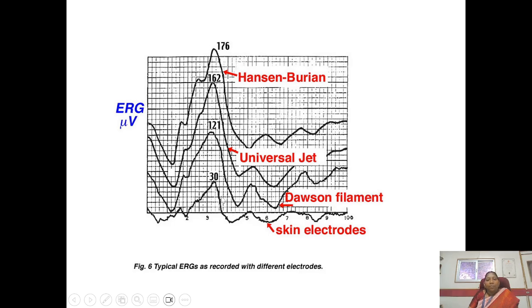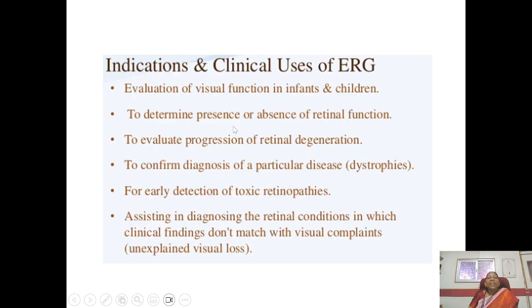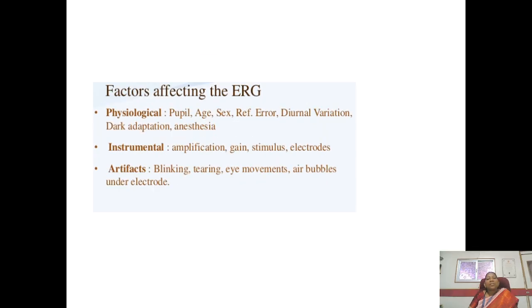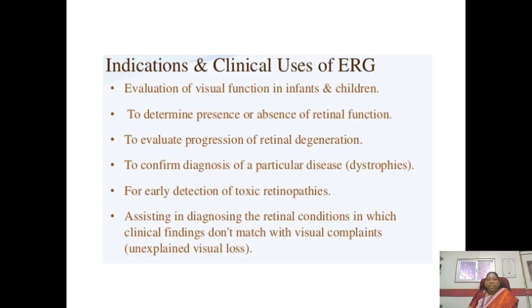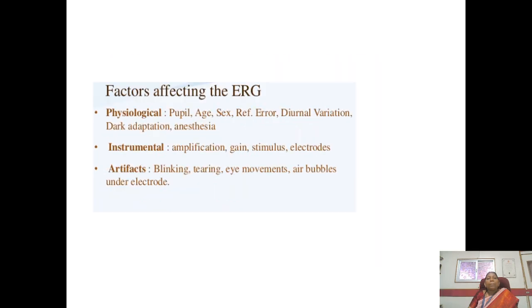And in the clinical use of ERG, it is used for evaluation of visual function in both infants and children. We can determine the presence or absence of retinal function. If there is any retinal degeneration, we can evaluate the progression and confirm the diagnosis of any dystrophies, and any toxic retinopathies can be detected. This ERG is also used in diagnosing retinal conditions which do not match the visual complaints.